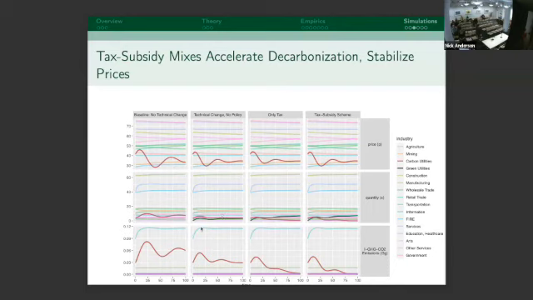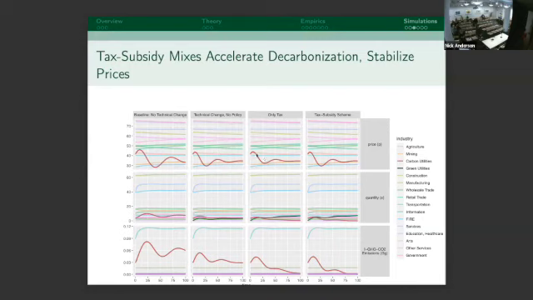So the green output takes a long time in order to overtake the red output, the dirty output. But if you include a tax, you go from here where there's the takeover to here. So you really accelerate decarbonization a lot. But what is the problem? That prices don't fall as much.